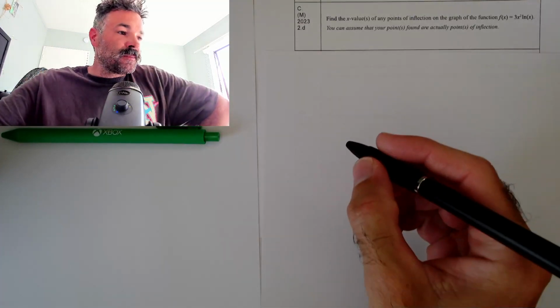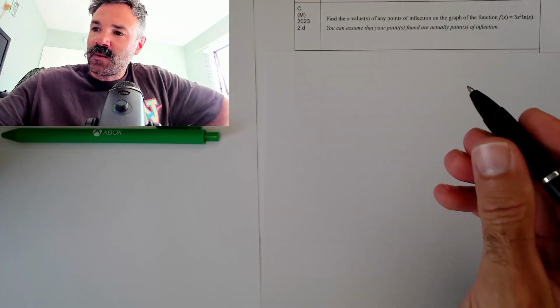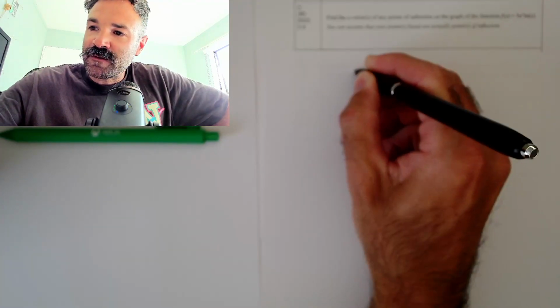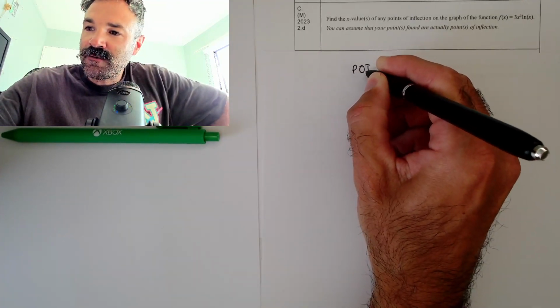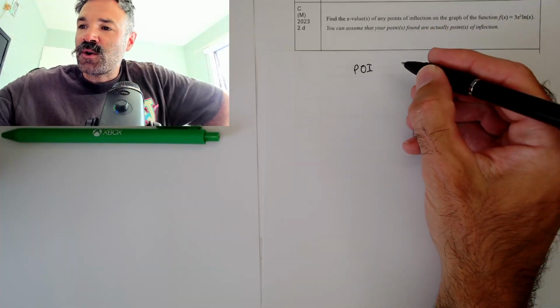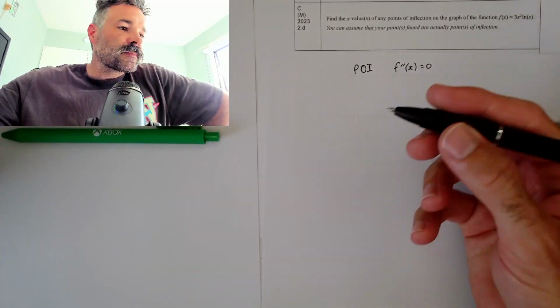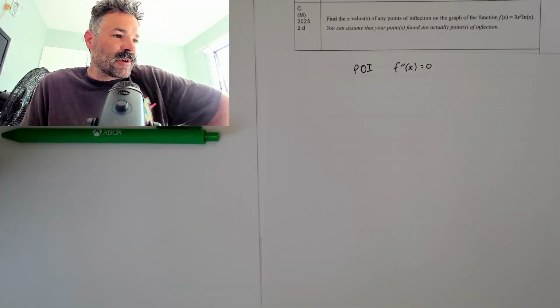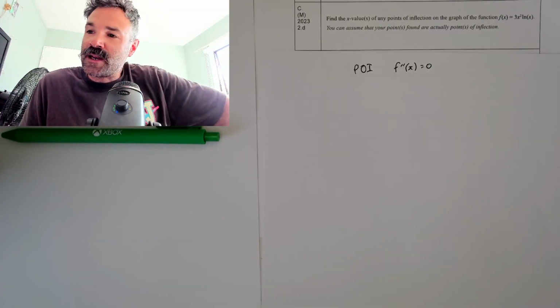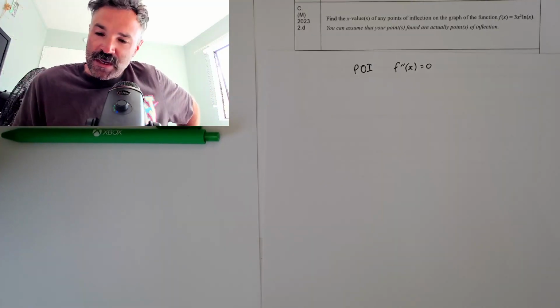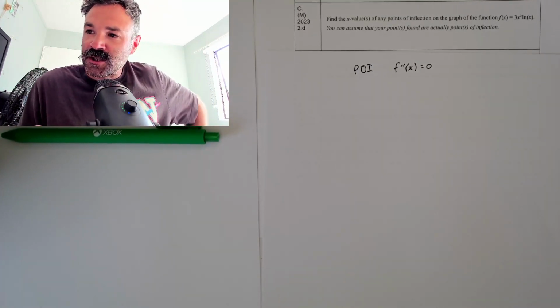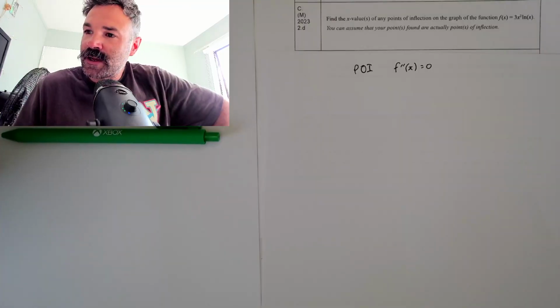A point of inflection occurs when the second derivative is equal to 0. So that is our work. We need to find the second derivative and figure out when that equals 0. That will be a point of inflection. So we'll just get straight into it.